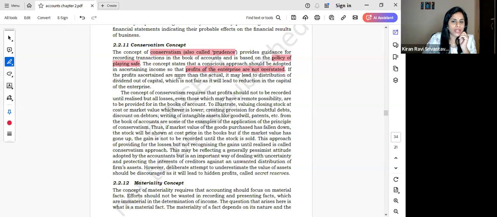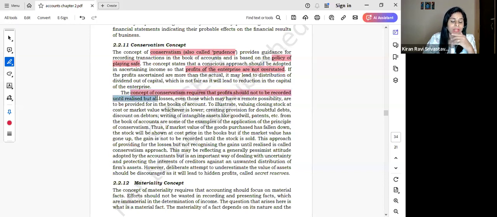If profits ascertained are more than the actual, it may lead to the distribution of dividend out of capital, which is not fair, and it will lead to reduction in capital of the enterprise. So this dividend part you can leave; it's not much relevant to all of you right now in 11th standard. The concept of conservatism requires that the profit should not be recorded until realized.